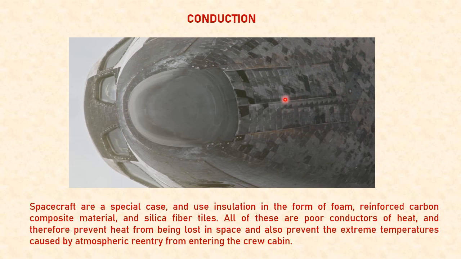All these are poor conductors of heat and therefore prevent heat from being lost in space and also prevent the extreme temperatures caused by atmospheric re-entry from entering the crew cabin. So the astronauts inside the spaceship are protected from high temperatures with these carbon tiles.